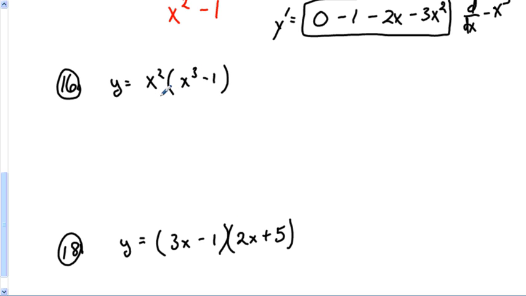What should you be thinking of right now? Distribution. So all you've got to do is multiply that across. X to the 5. Remember, when you multiply exponents, you add. So multiply, you add the exponents, minus x squared. Now you can go back and take your derivatives. So this would be 5x to the 4th minus 2x.